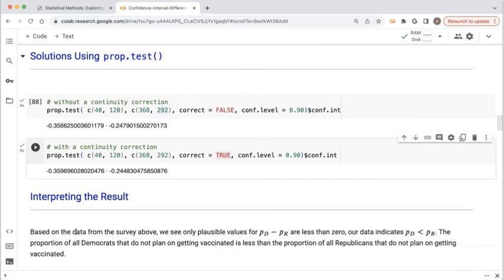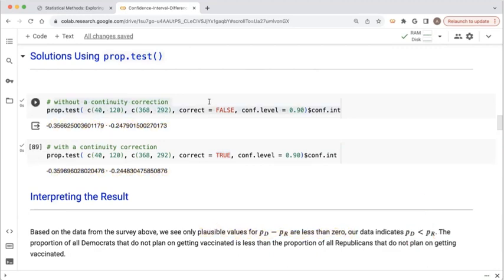In both of these cases, what's important to note if we want to interpret what's significant about this confidence interval is that the range of plausible values for the proportion of all Democrats that do not plan on getting vaccinated minus the proportion of all Republicans that do not plan on getting vaccinated only contains negative values. So the only plausible estimates that we're getting are negative. That would imply that the proportion of Democrats that don't plan on getting vaccinated is less than the proportion of all Republicans that do not plan on getting vaccinated.